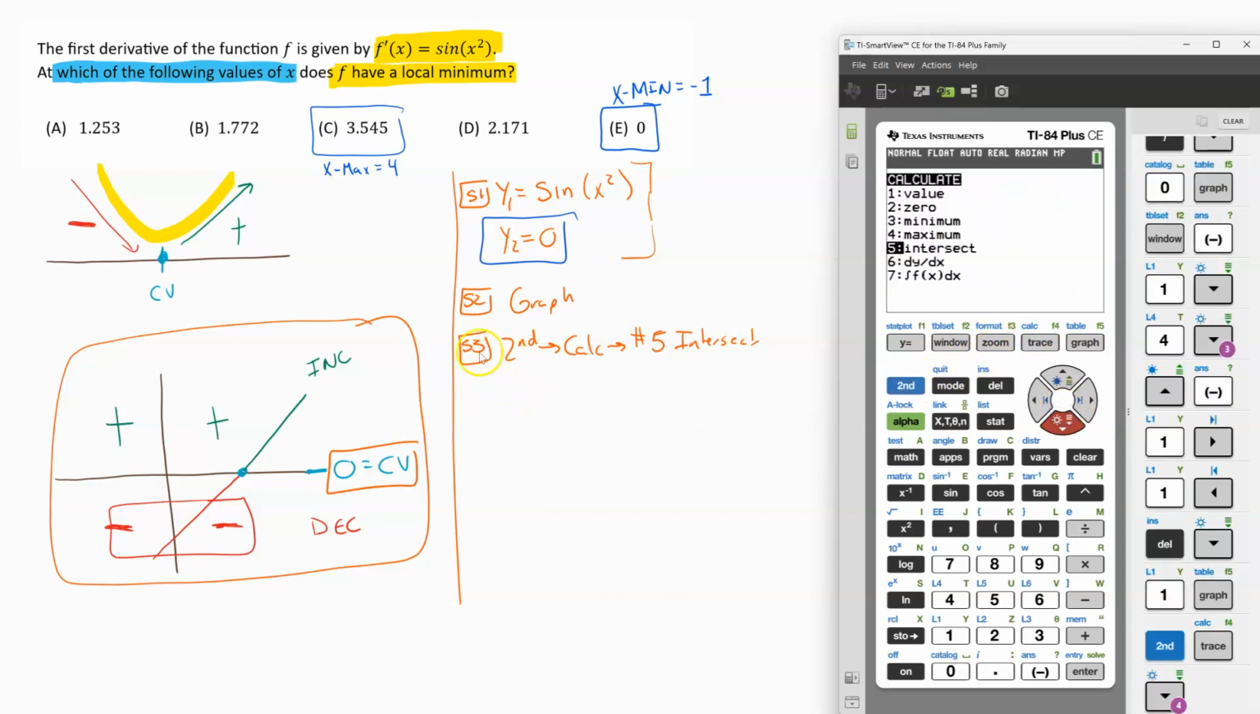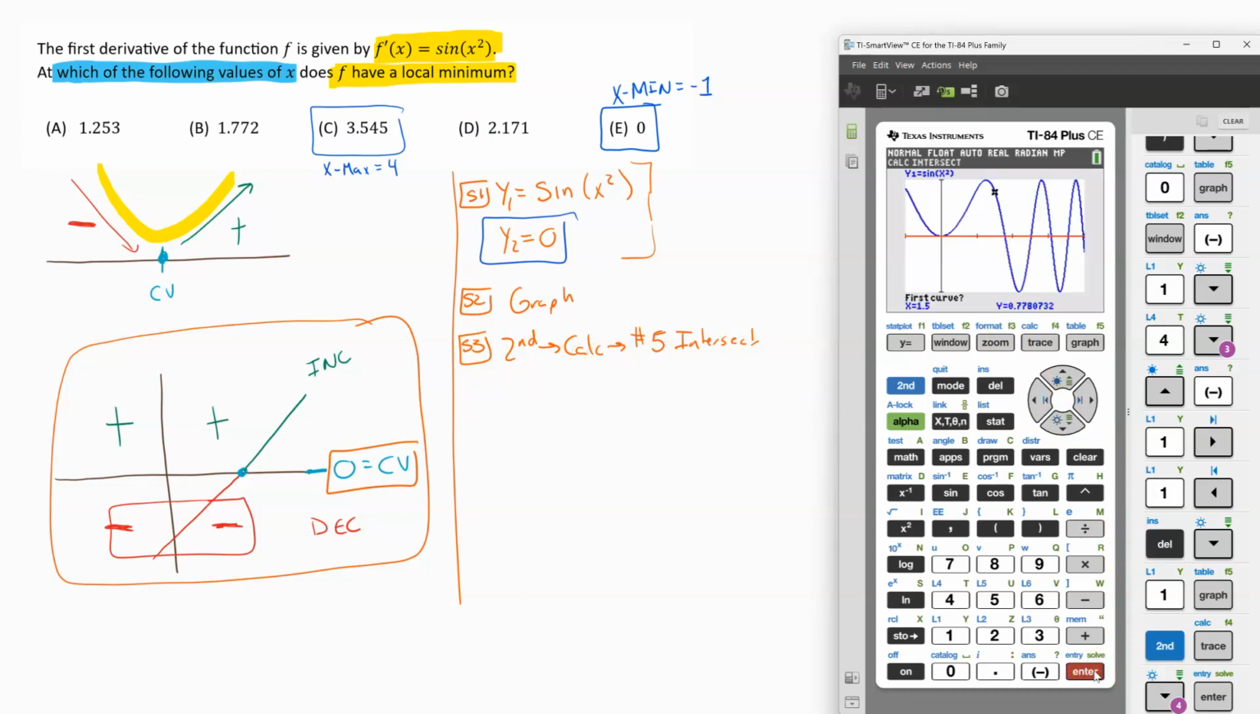Second calc, we're on step 3 now, hit that number 5 option, intersect. From there, it's going to ask us a series of 3 questions every time. The first 2 we could really care less about. It's going to say, is this the first curve? Yep, that's the first curve. Go ahead and hit enter. It's going to move automatically to the second curve for you and say, is that the second curve? Yep, that's the second curve. Go ahead and hit enter. And then the last question is the important one.